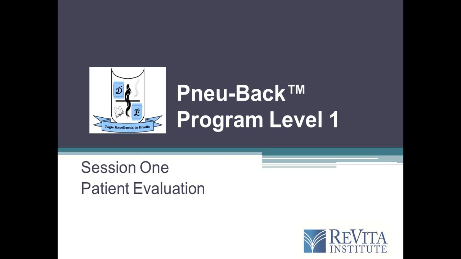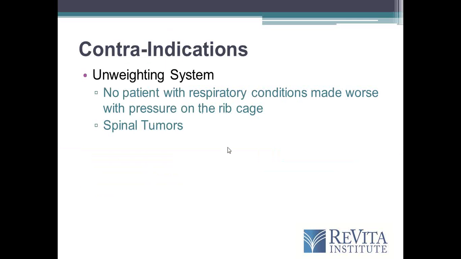The contraindications are important in the program because we utilize a lot of specialized equipment, and some of the equipment may actually exacerbate a problem if not used correctly. The two main pieces of equipment that we are talking about is primarily one traction and the other one is vibration. When we go into looking at the contraindications, we will start with talking about the unweighting system.